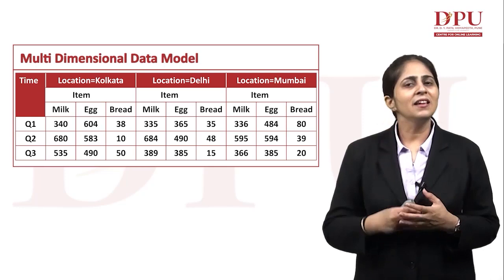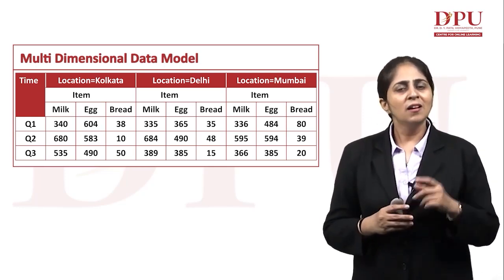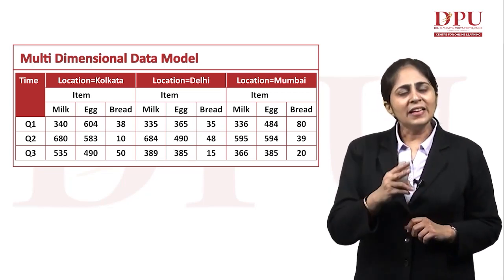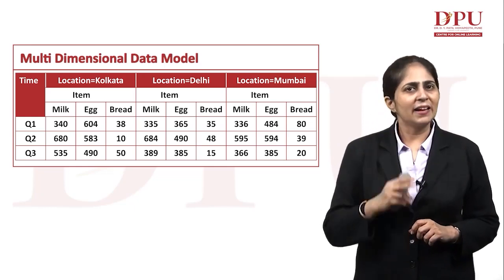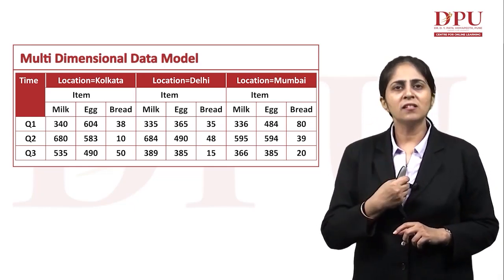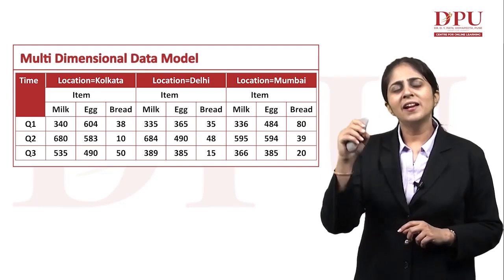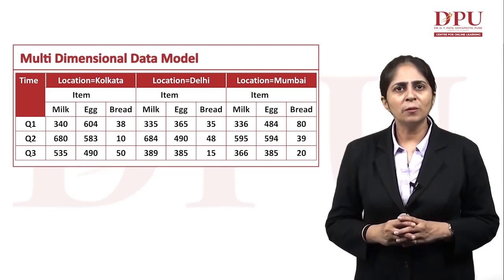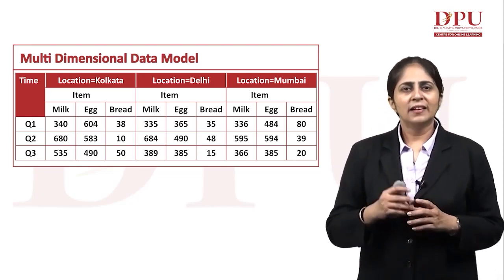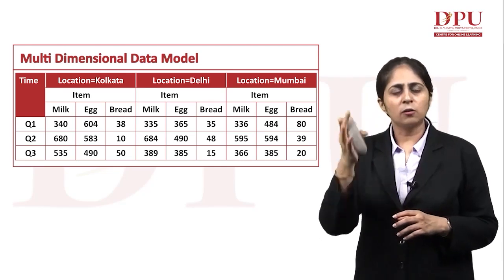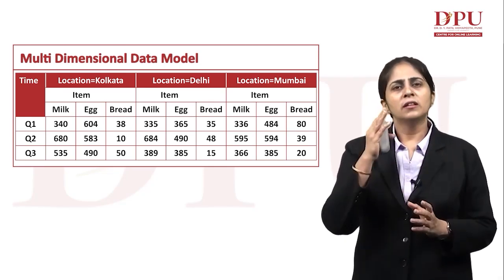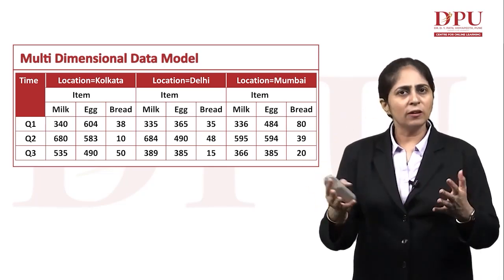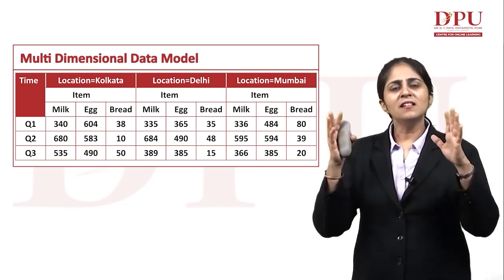What all 3 things we have here? 3 dimensions that we have here. First is the time that we have divided into quarters. Second, we are talking about the items. Like the second dimension for us is the item: milk, egg, bread, jam, whatever items we have. Then the third dimension that we are talking about here is the location. The location is Calcutta, Delhi, Mumbai or Bangalore or whatever the location is. So that is what we have.